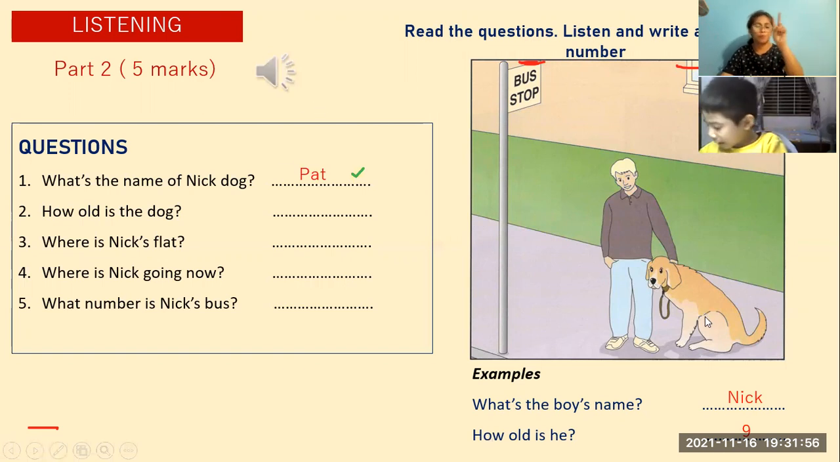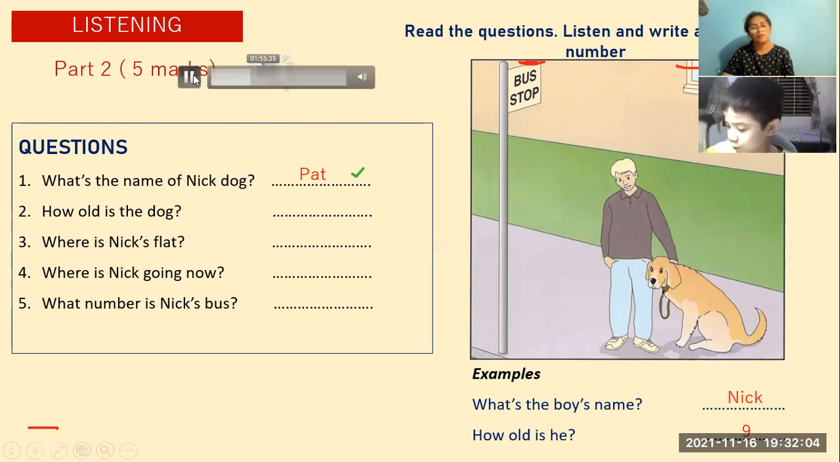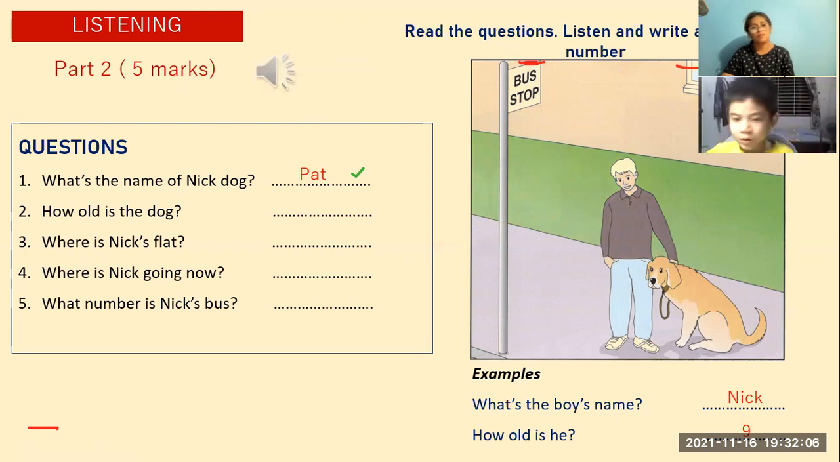Okay, where is it, the song? Two. Two. How old is she? My dog? Yes. She's three. She's very young. She's three? Yes, that's right.